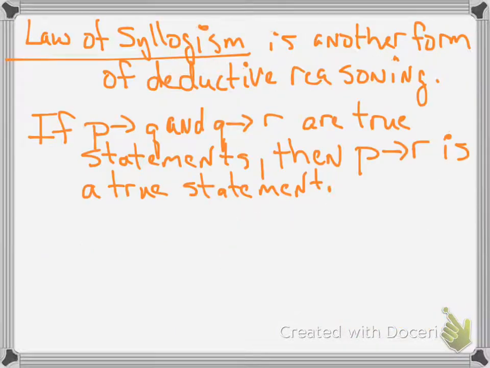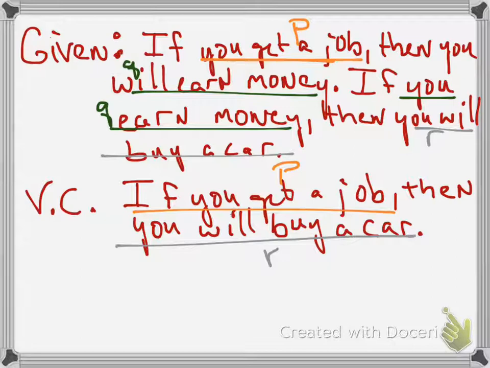Now, what about the law of syllogism? It is another form of deductive reasoning. What it basically says is, if P implies Q, and Q implies R, such that those statements are true, then P implies R is also a true statement. For example, I'm going to back this up a bit.